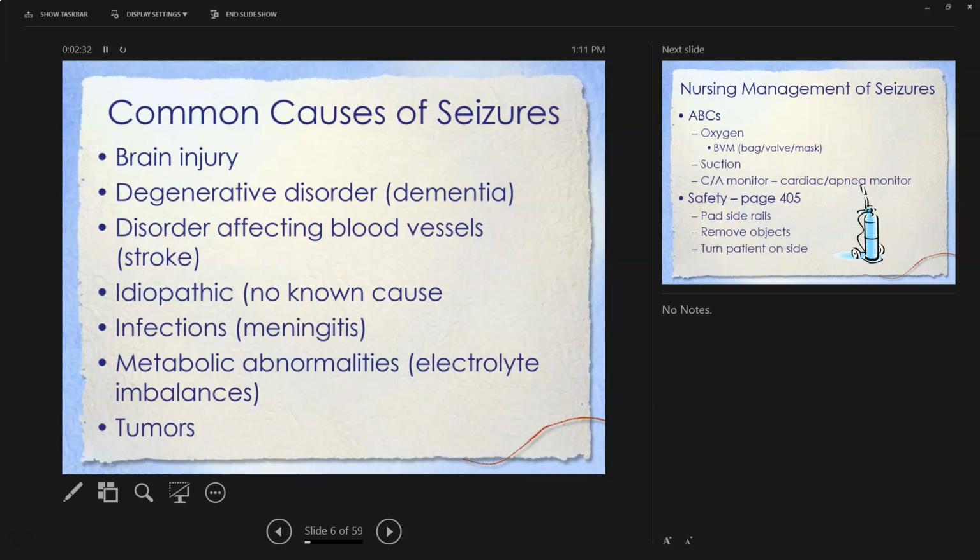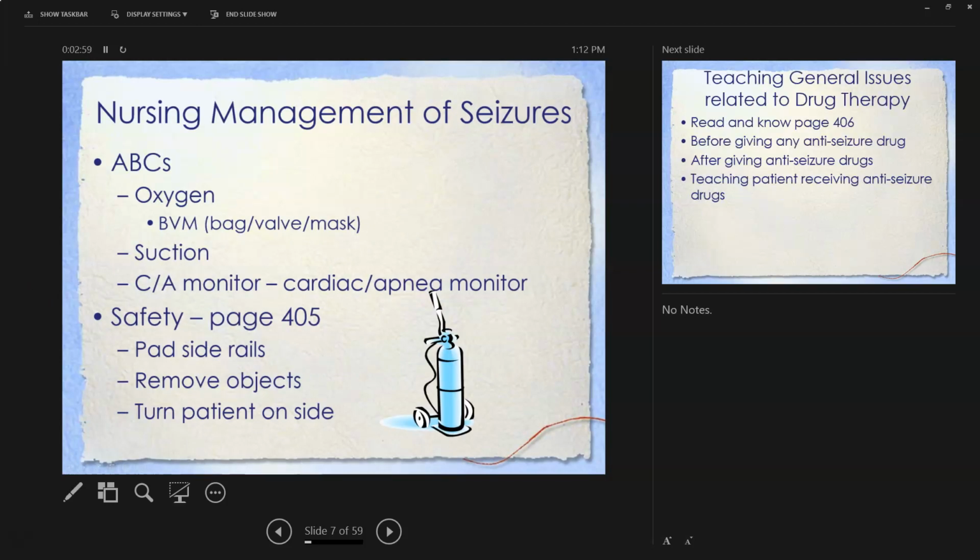Some of the common causes of seizures are, of course, brain injury, degenerative disorder or dementia, strokes, idiopathic causes, infections like meningitis, metabolic abnormalities or electrolyte imbalances, and tumors. Anything that can affect the brain and that electrical activity in the pathways can be a cause of seizures.